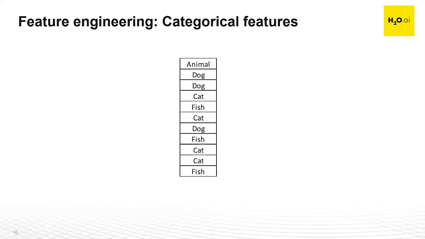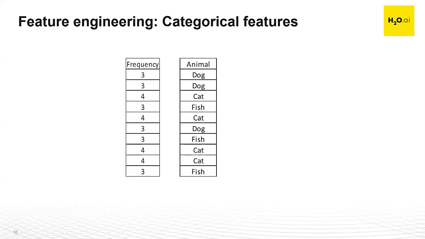So consider you have a field called animal, and it can take certain unique categories. In this case, dog, cat, and fish. These are the unique categories that this categorical feature takes. One way to transform this is to use frequency. Just count how many times each animal appears in the data and replace it with this value. So dog appears 3 times, cat appears 4 times. Anywhere I see a dog, I replace it with 3. Anywhere I see a cat, I replace it with 4.